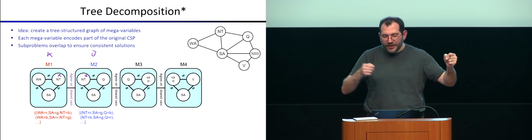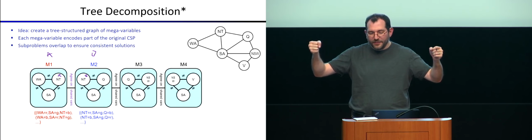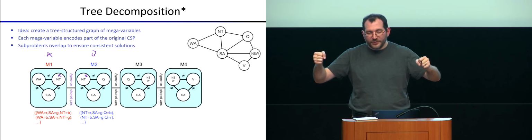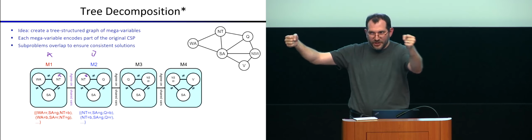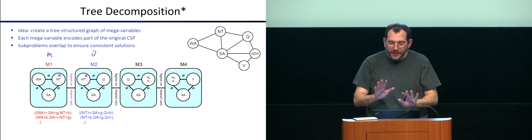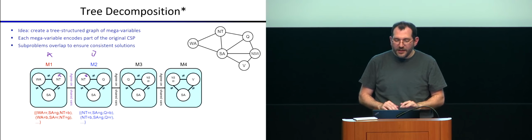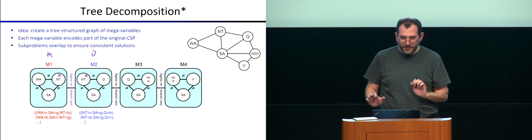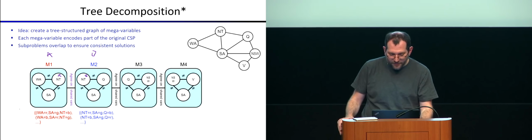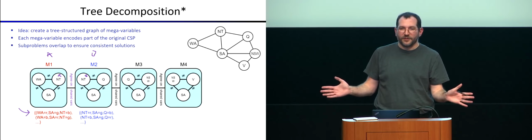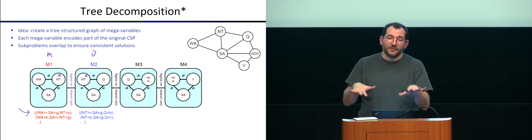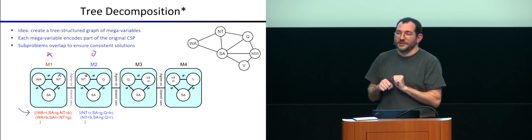In particular, it has to be the case that, say, if Victoria appears here and it appears there, it appears everywhere in between. So it can't sort of change its mind partway through. But provided you set this up in the right way, this mega problem can be efficiently solved, but it's efficiently solvable over variables that are very, very big. So again, there's no free lunch. But you can sort of push your lunch around the plate, as some of us like to do.